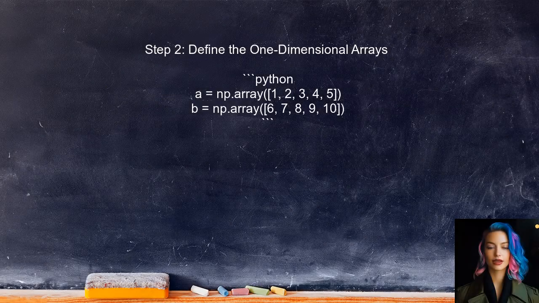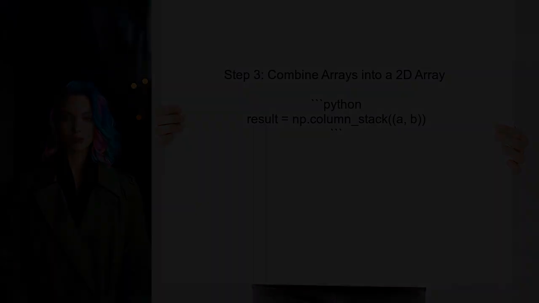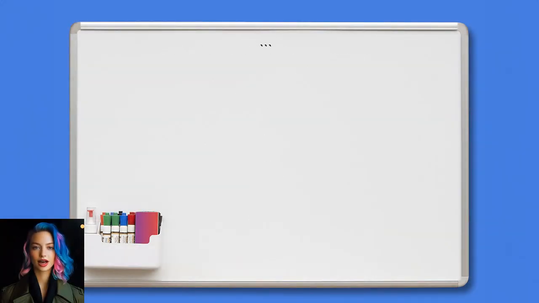Next, the user needs to create the two one-dimensional arrays. In this case, the user has already defined the arrays named A and B. Now the user can use the NumPy function called column_stack to combine these two arrays into a two-dimensional array. This function stacks the arrays as columns. Finally, the user can print the resulting two-dimensional array to see the output. This will display the combined array in the desired format.